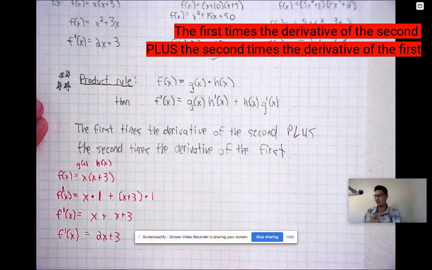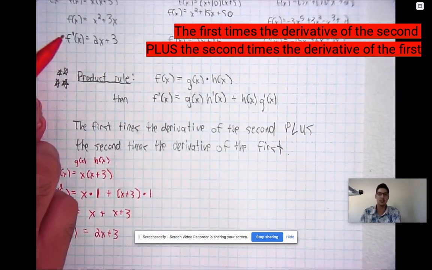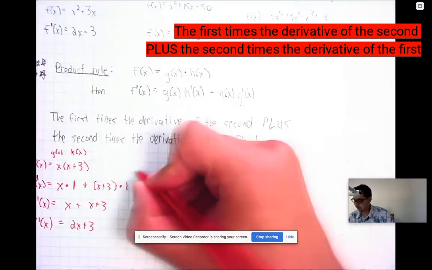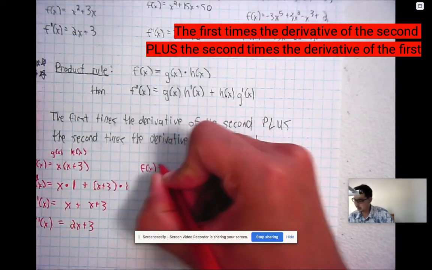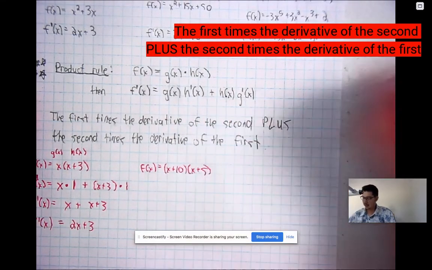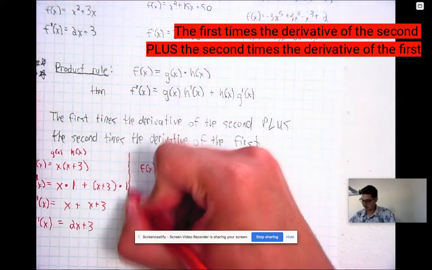You might be saying, wow, that's great, but that actually felt easier. Maybe it is sometimes, but let's see what happens on the second one. So we had the function x plus 10 times x plus 5. And we want to multiply these out. I'm going to draw a line to separate this.